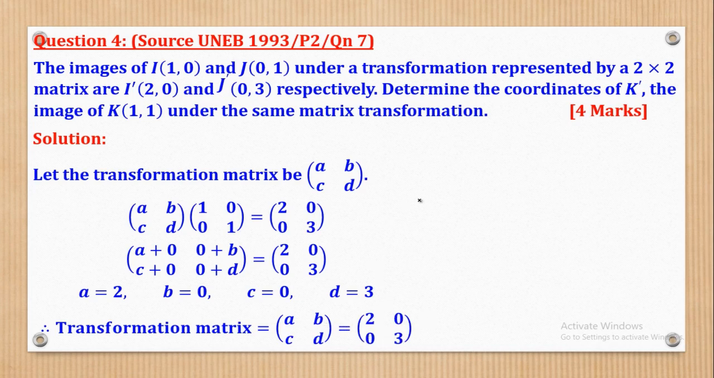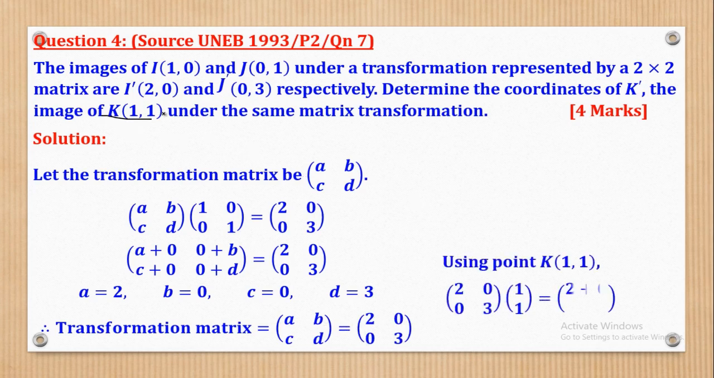Now that you have got the transformation matrix, we can get the image of K. So using K, which is that, the image will be got by multiplying the matrix followed by the object to come up with this as the image. But they want the coordinates, so you write it in coordinate format, which will be 2, 3.